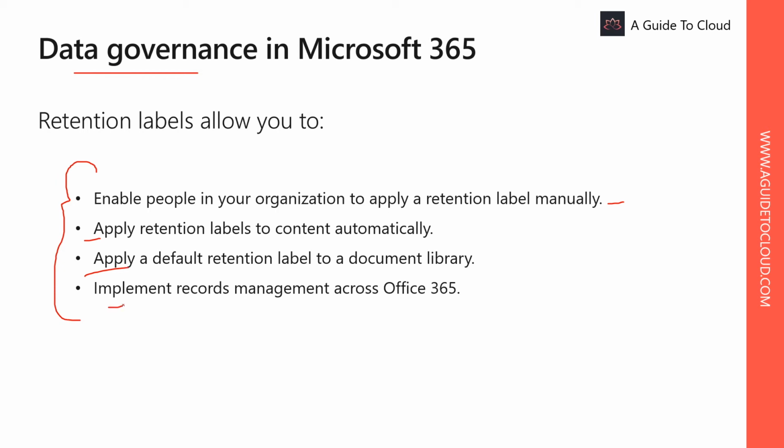Finally, you will be able to implement data records management across Office 365, including both emails and documents. You can use a retention label to classify content as a record. When this happens, the label can't be changed or removed, and the content can't be edited or deleted either.